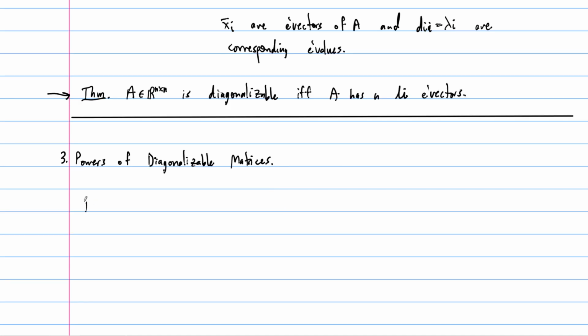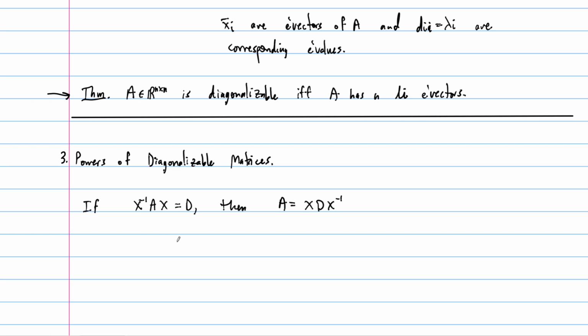Here's how it's going to work. So if we have x inverse A x equals D, then we can also write A is equal to x D x inverse, just multiplying everything through. So x on the left, x inverse on the right. Then we can write this where D is a diagonal matrix.